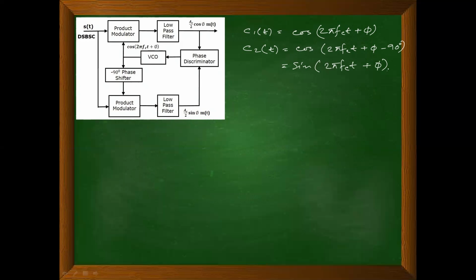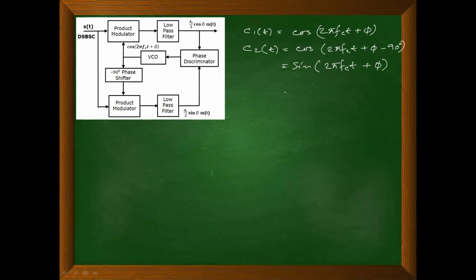So these are the two sections, the upper half section and the lower half section. In the upper half section, it gives you C1(t) equal to cos(2 pi fc t plus phi), and in the lower half section, the signal will be phase shifted by minus 90 degrees. So it will become sin(2 pi fc t plus phi).